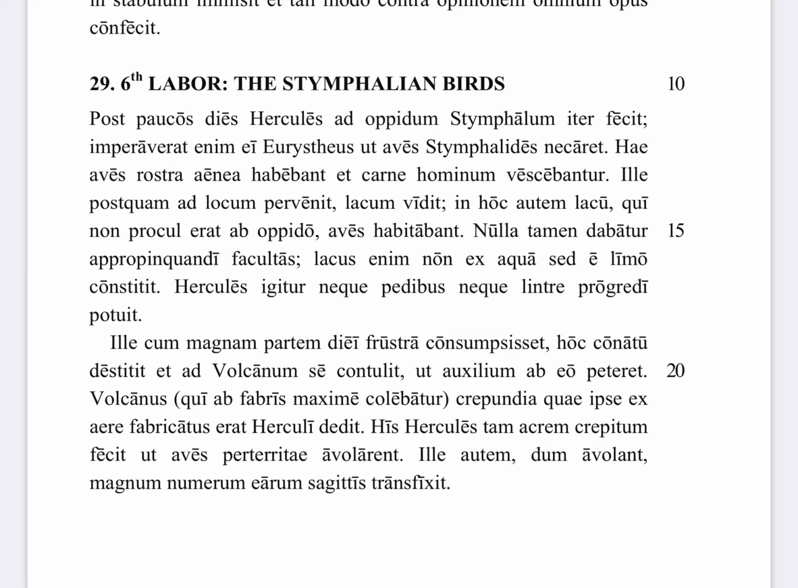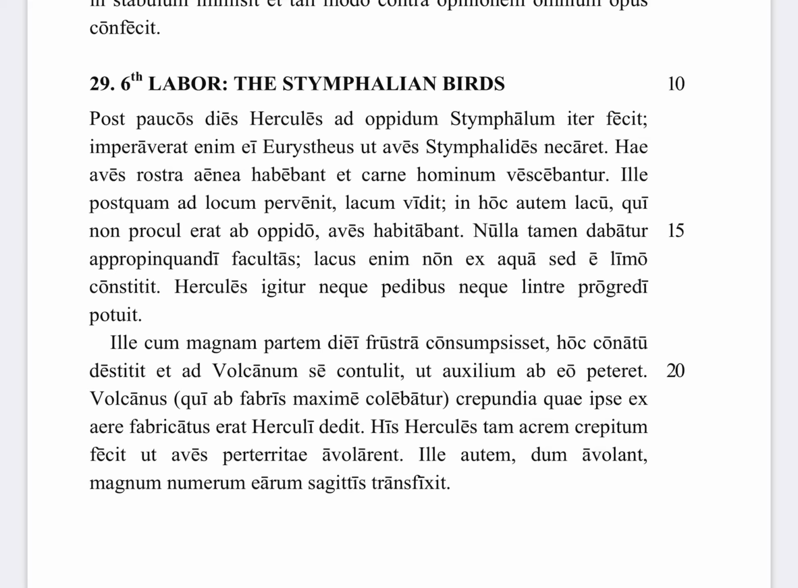Ille cum magnam partem diei frustra consumpsisset, he, when he had consumed a large part of the day in vain, frustra, hoc conatu destitit, desisted from this effort. Okay, so conatu there, that's the ablative case of conatus. That verbal noun comes from the same root as the verb conor, conari, to try.